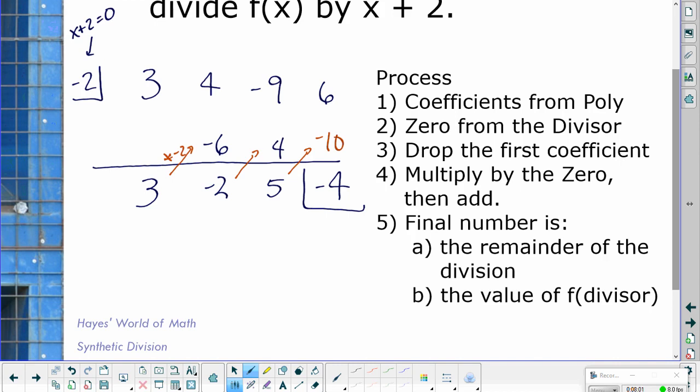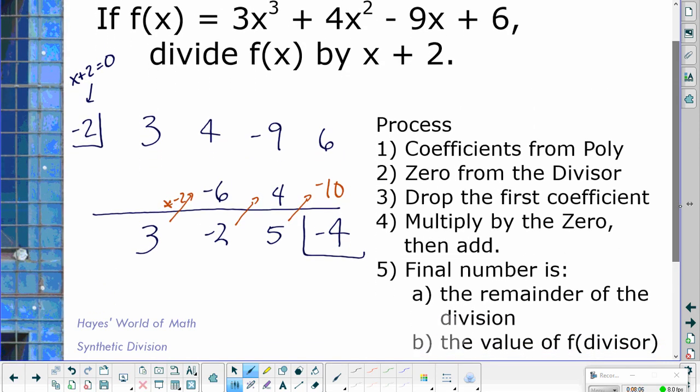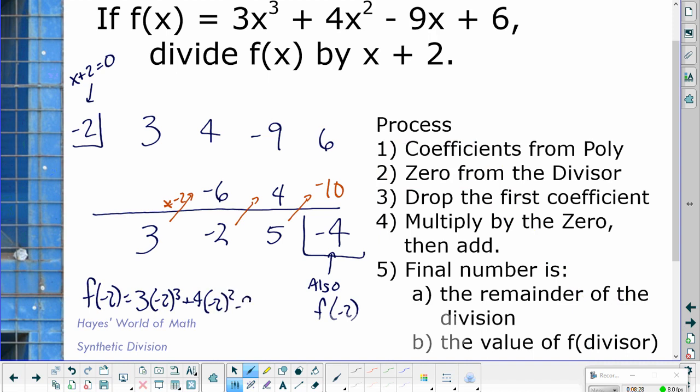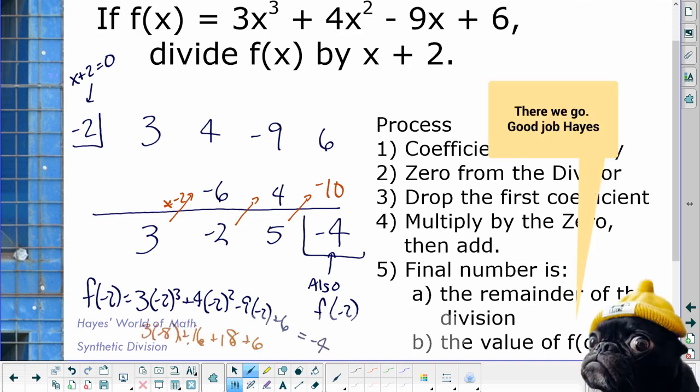And here's the other reason why this is cool. So what this is saying up here, if that's my function, this is not only your remainder, it is also f of negative 2. So if I plugged a negative 2 into this equation, if I took f of negative 2 and I went 3 times negative 2 cubed plus 4 times negative 2 squared minus 9 times negative 2 plus 6, my answer is negative 4. I feel like I missed something there.